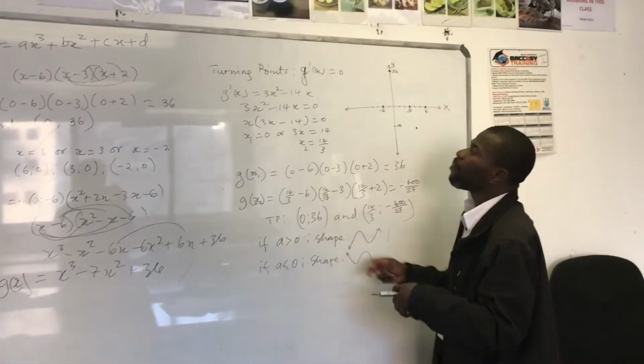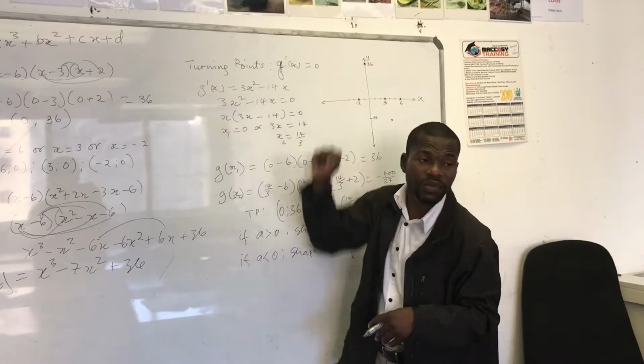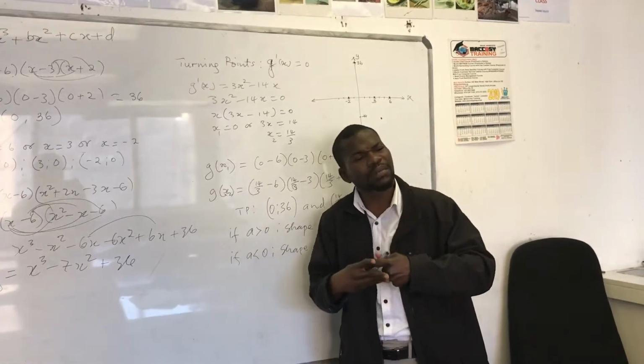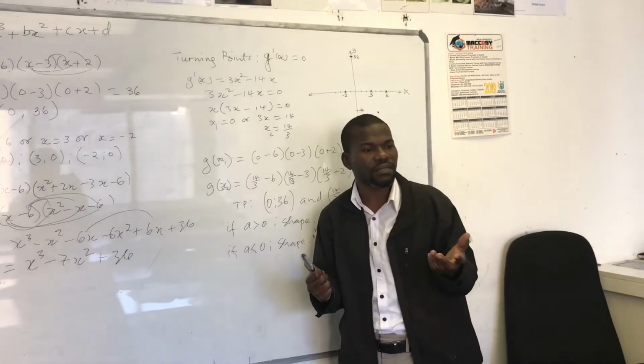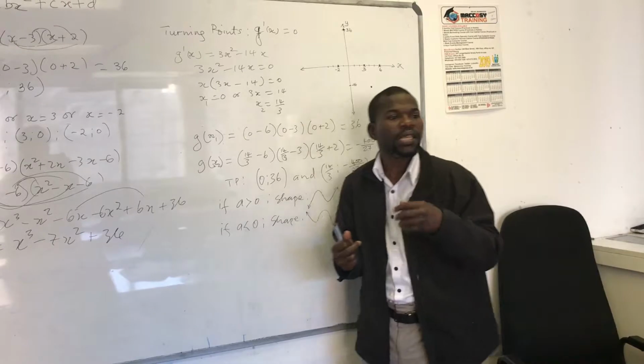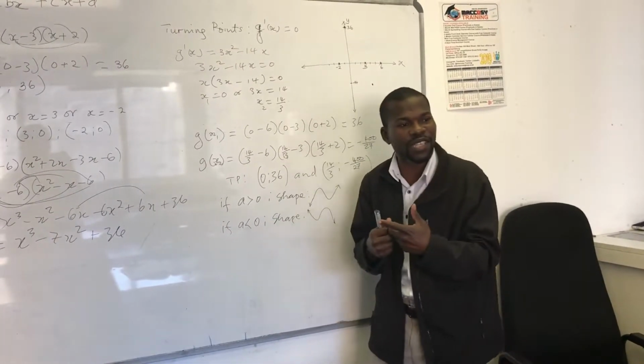Now, from there, the question asked us to find the turning point, the coordinates of the turning points of the function. If you are determining the turning point of a cubic function, the first thing we have to do, as the rule says, is to determine the first derivative. We have to differentiate the function.